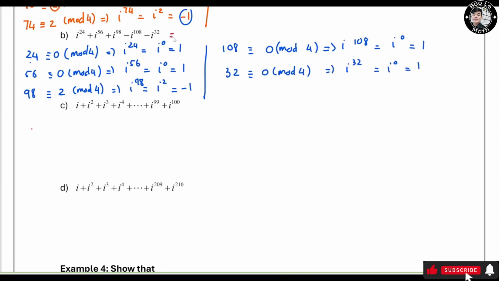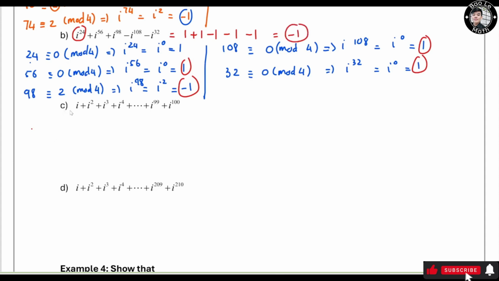Now we go back over here. i to the 24 is going to be i to the 0 equals 1 right here, right? i to the 56 equals 1 right here. i to the 98 equals negative 1 right here. i to the 108 equals 1 right here, and you have a negative sign right here, so negative 1, right? i to the 32 equals 1, and you have a negative sign, so it could be negative 1, right? So if we simplify this one, the answer is negative 1, right?